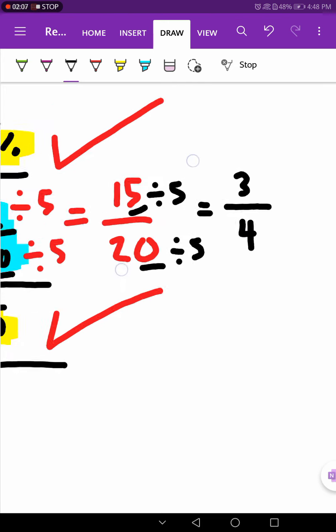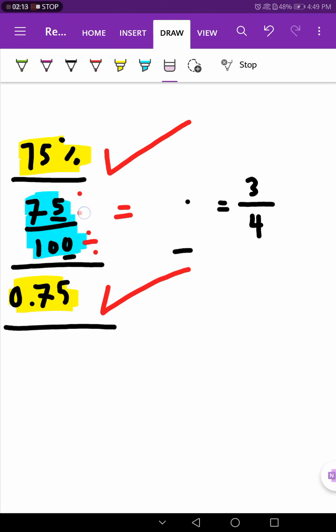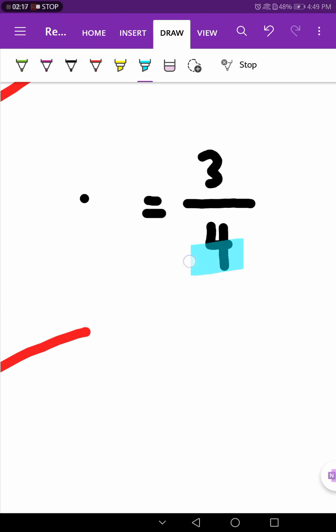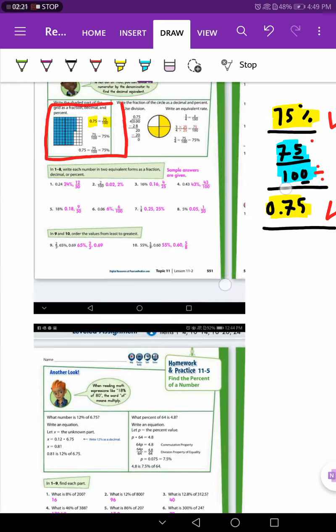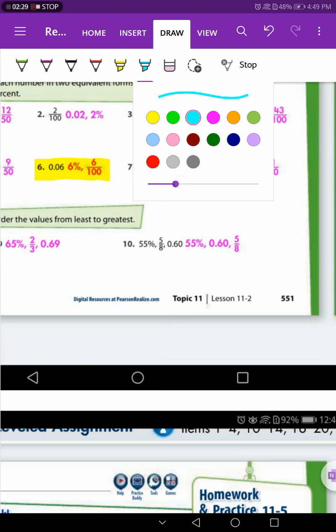So in the test you will not find 75 over 100. You will find it written as 3 over 4. So be careful, my dear students, with this kind of question. Okay, this is the first question. Let us take question number 6 here. Let me hide the answer.